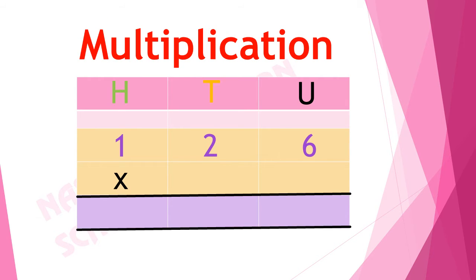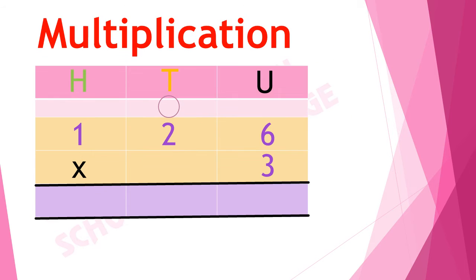In multiplicand we have three-digit number 126. We will write 6 in units column, 2 in tens and 1 in hundreds column. This is multiplicand and the multiplier is 3. Now we will multiply units column. We have to multiply 3 with 6.